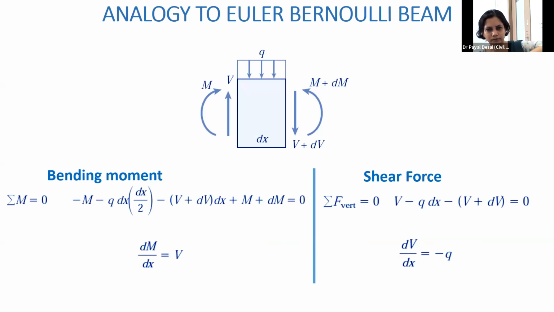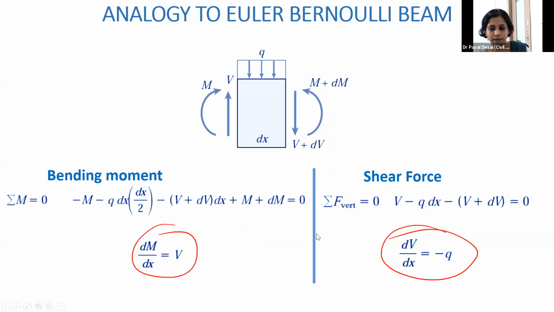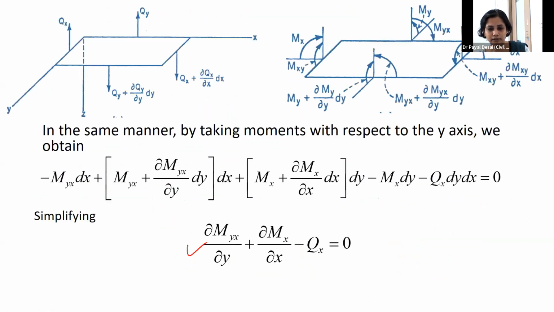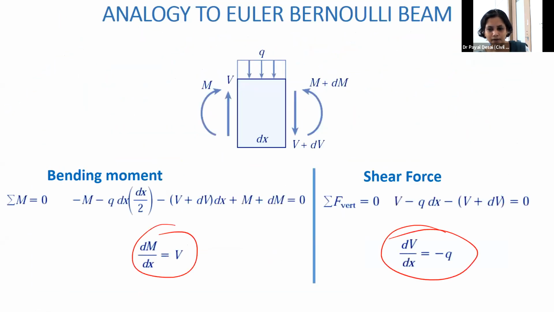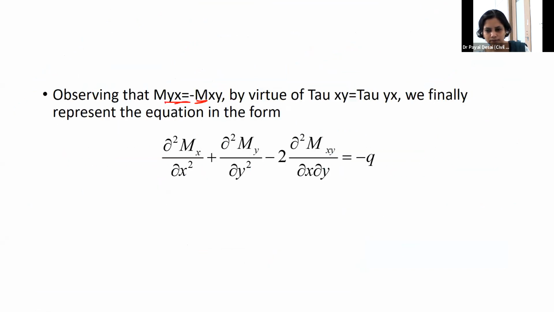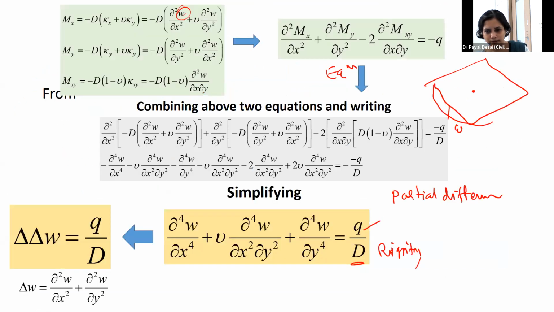There also you take the equilibrium. It reduces, it has a moment equation. The equilibrium equation is like dm by dx, and then dv by dx is equal to minus q. But in case of the plate, we have seen that these are our differential equilibrium equations. There are three equilibrium equations we are getting. And once we are able to simplify, then we are able to get the final biharmonic equation.